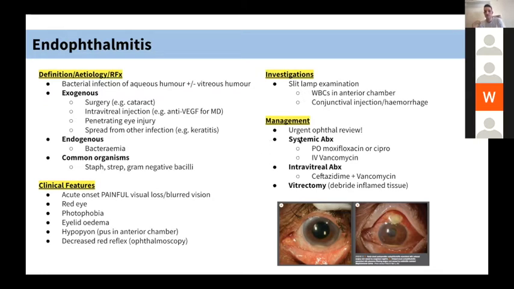In terms of management, again, never forget to say you want to do an ophthal review, but you can use systemic antibiotics. I wouldn't really commit these to memory. It's not something that comes up very often. But you can also do intravitreal antibiotics, so injecting the antibiotics straight into the eye. And if not, you can do a vitrectomy, so take away a part of the vitreous and clean away all of that inflamed, infected tissue.